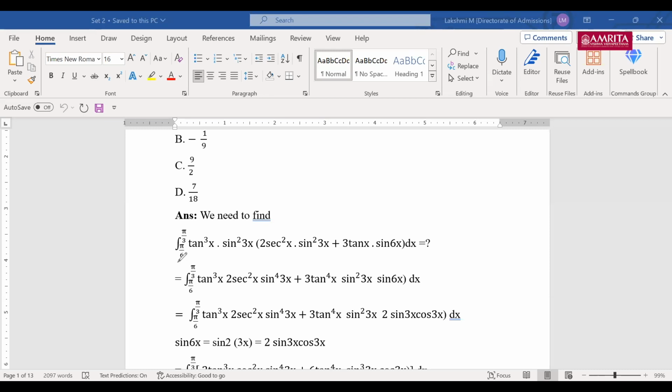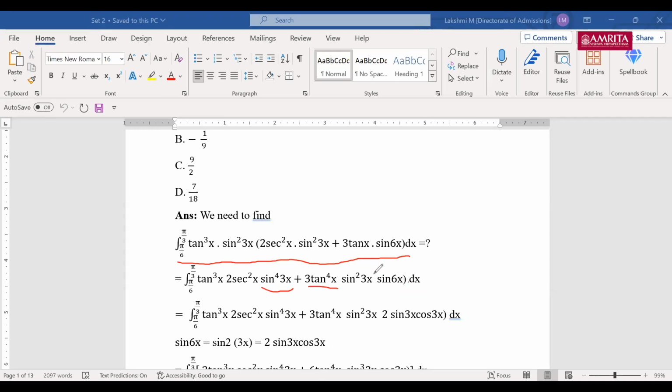You need to find the integral from pi by 6 to pi by 3 of tan cube x sine square 3x times 2 sec square x sine square 3x plus 3 tan x into sine 6x. So I'm just going to take this inside. So here it's tan cube, this sine square and this sine square, it will be sine raised to 4 3x. Here there is tan cube, there is tan, which is tan raised to 4x. Here there is sine 6x, and here there is sine square 3x. What I've done is I have just taken everything inside. Okay.